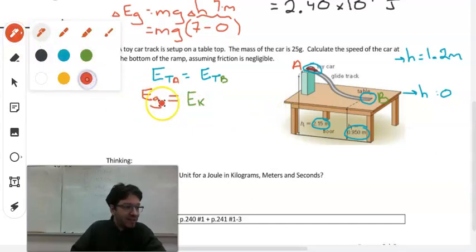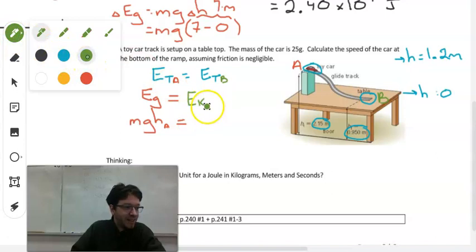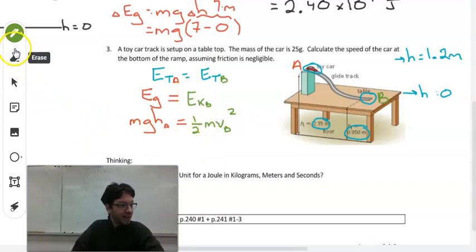Alright, so the gravitational energy at A is mgh. This would be the height at A. If you want, you can specify the height at A so you don't confuse yourself later. That's going to equal the kinetic energy at B, which would be 1/2 m times the speed at B squared. It's good to always use subscripts A and B, just in case the car did start with an initial velocity at A, and we'd have kinetic energy there. You just don't want to have a V here and a V here and think they're the same V. They wouldn't be.